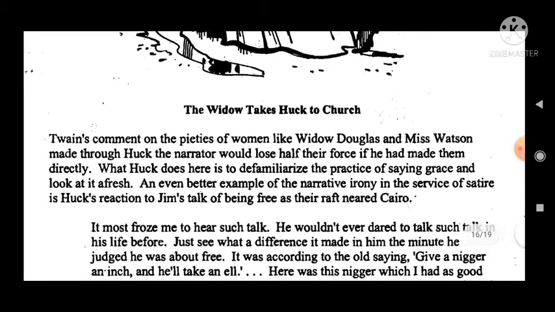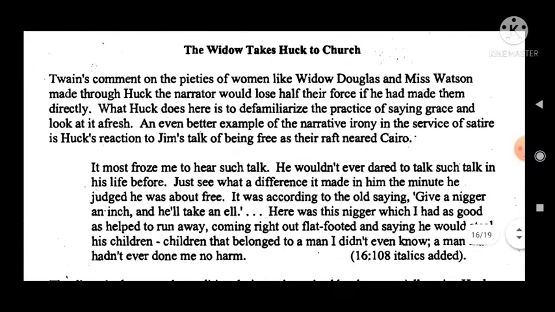The widow takes Huck to church. Twain's comment on the piety of women like Widow Douglas and Miss Watson, made through Huck the narrator, would lose half their force if he had made them directly. What Huck does here is to defamiliarize the practice of saying grace and look at it afresh. An even better example of the narrative irony in the service of satire is Huck's reaction to Jim's talk of being free as they neared Cairo.